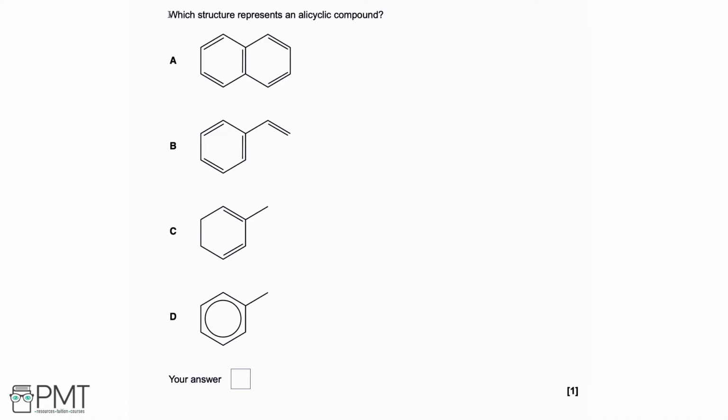This question asks us which structure represents an alicyclic compound. The first thing we need to talk about here is exactly what an alicyclic compound is. It's a compound noun, two different words stuck together, both of which you might have heard before. Ali refers to aliphatic, and cyclic is just cyclic. So we're looking for an aliphatic cyclic compound. Aliphatic is non-aromatic. It's a less used word now, but it just means anything that isn't aromatic. For instance, an alkyl chain would be an aliphatic chain.